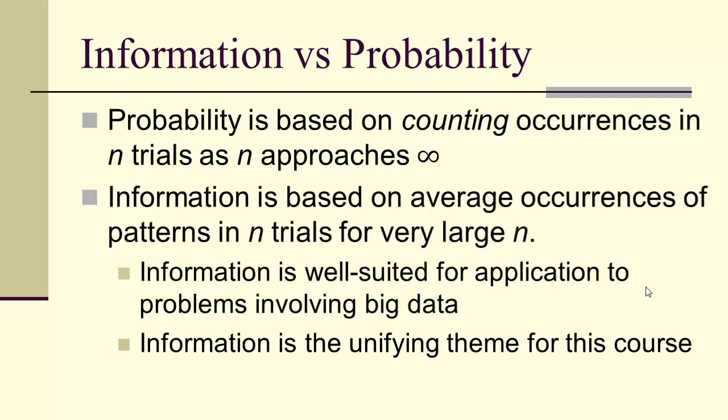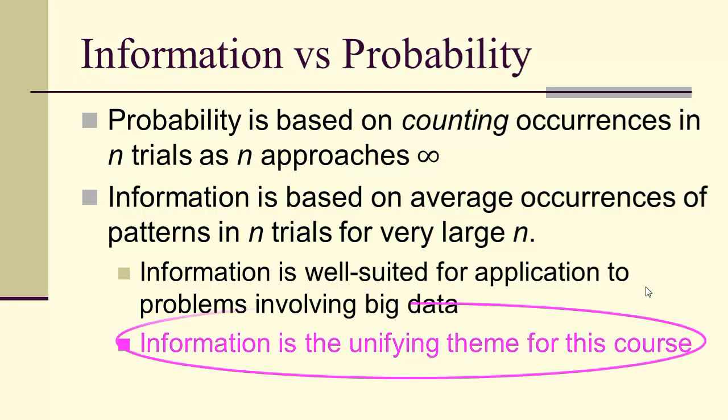Information, we'll find out, is based on the average number of times that patterns of a certain type occur in trials for very large N. So information is well suited for applications involving big data, and information is the unifying theme for this course. I'll repeat that. Information is what we'll be seeing from now on, and that ties everything we've been doing together into one coherent set of ideas.